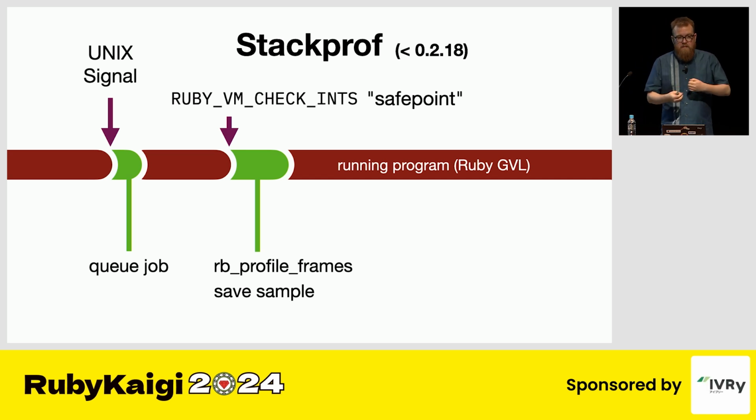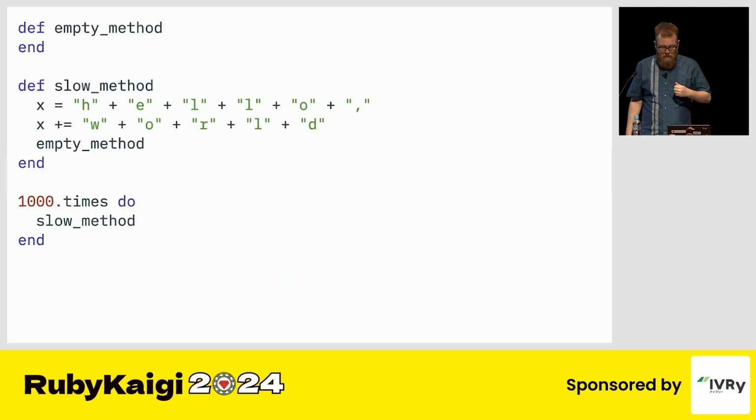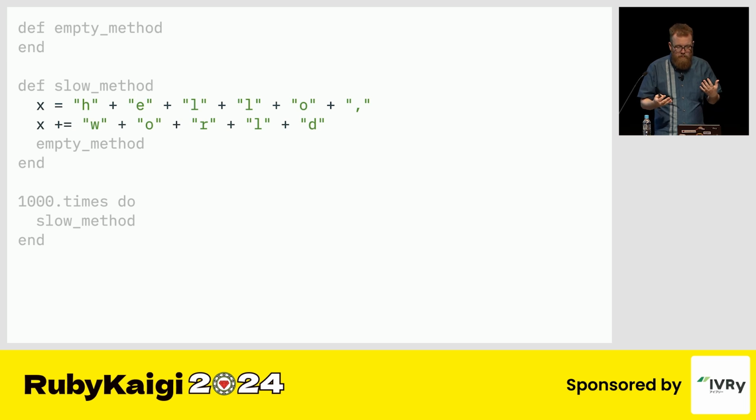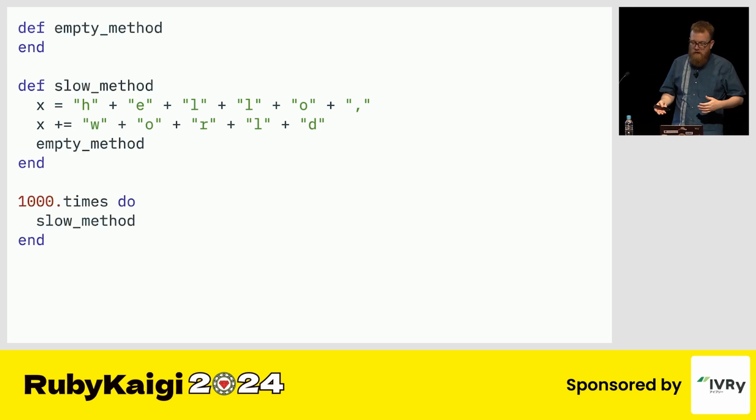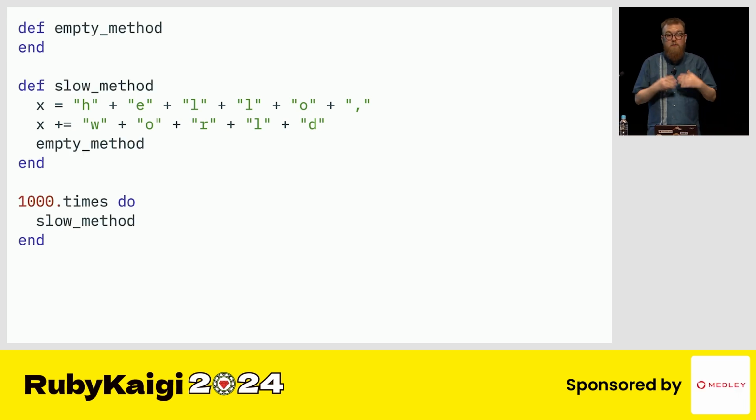And this works fairly well. This totally works with Ruby code that holds the GVL, but it has a weird effect. Here's an example program where we're doing a bunch of medium expensive string operations, and then we're calling an empty method, which is totally empty, so should take no time at all.